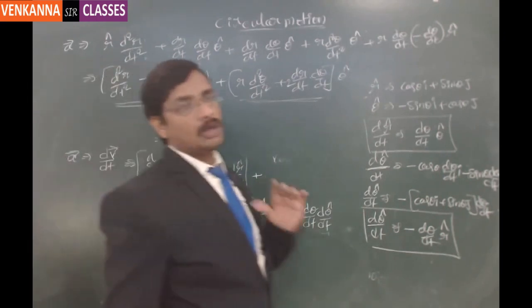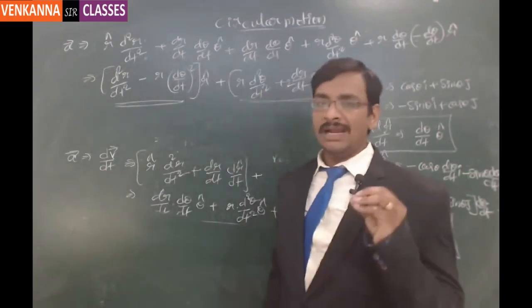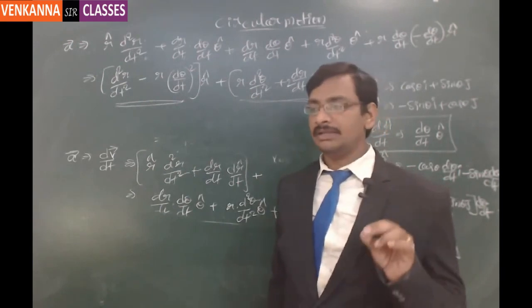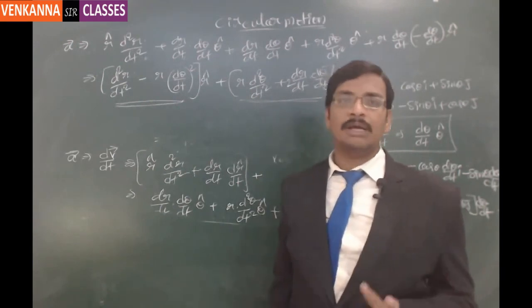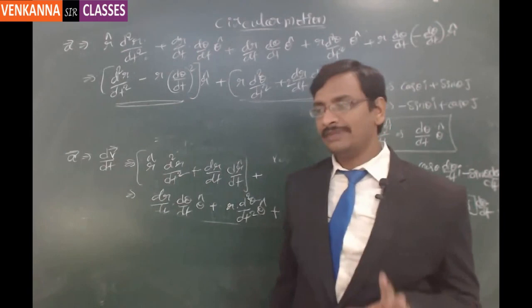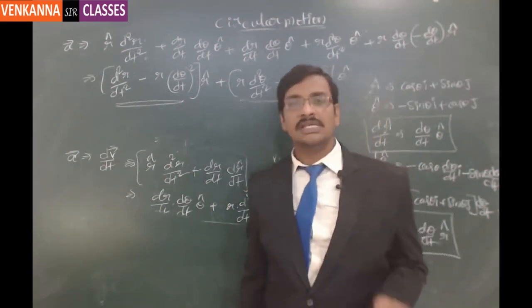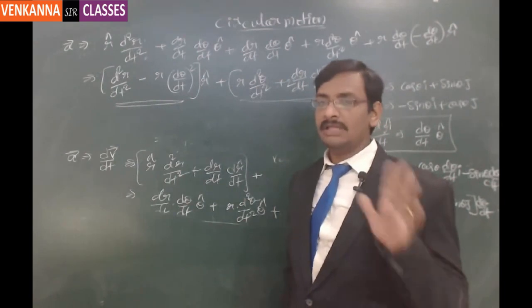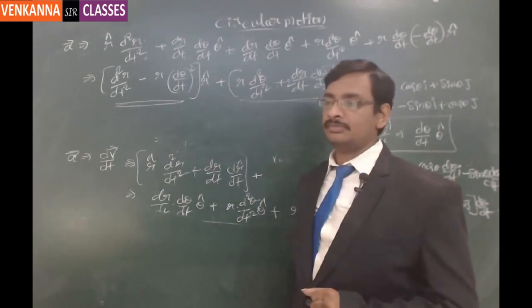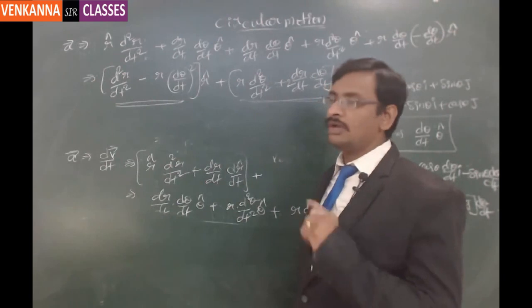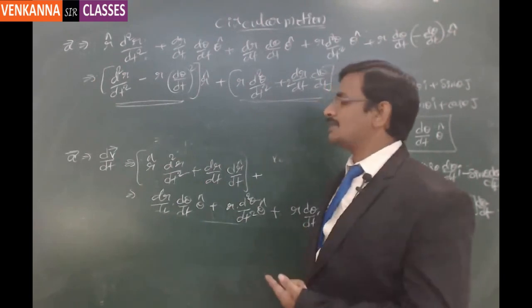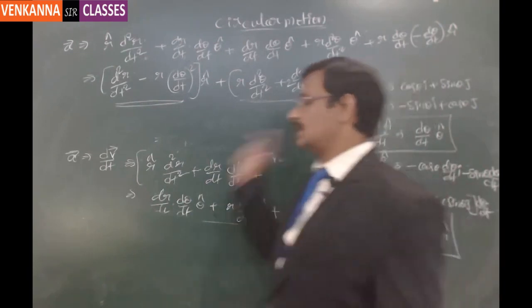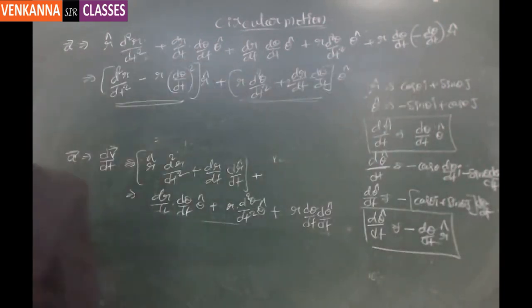So by adopting the polar coordinate system for a randomly moving particle, we calculated the velocities in the radial direction and the transverse direction, and at the same time the acceleration in the radial and transverse directions. This is for any randomly moving particle in a plane with the assumption of the polar coordinate system. Now why we are doing this is that the same analysis we will adapt for circular motion.